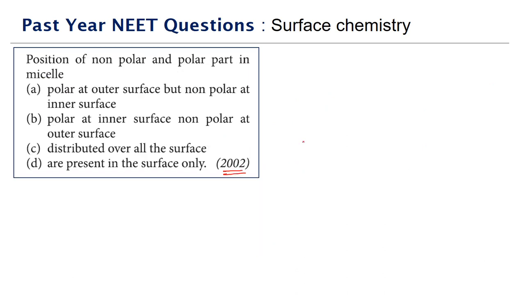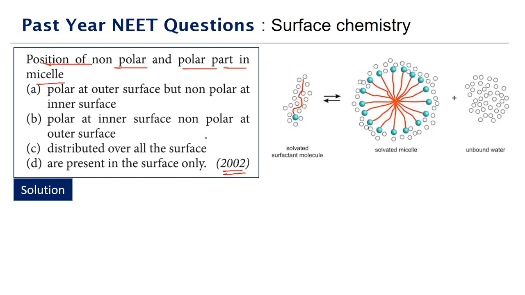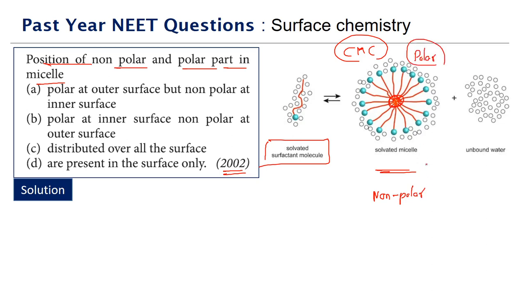Next, we have a question that has come in the year 2002. The position of non-polar and polar part in a micelle. So if you look at the formation of a micelle from the solvated surfactant molecule at low concentration, when the concentration reaches some critical value, which we call the critical micelle concentration, there will be the formation of the micelle, and at the center of the micelle we have the non-polar part, whereas the polar part which will be interacting with the water molecules will be at the surface.